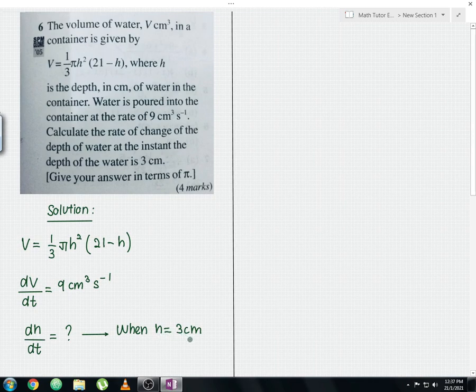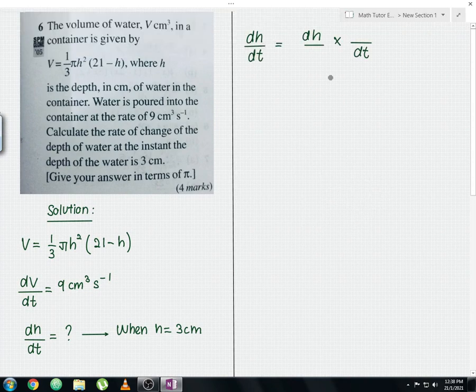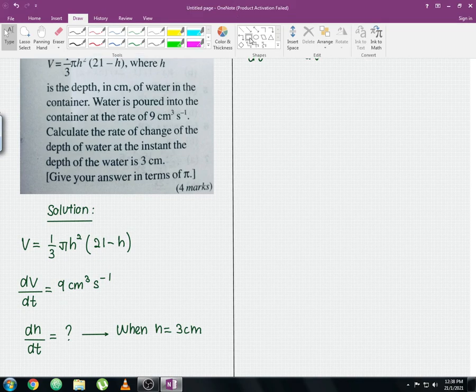So I hope you get the idea on how we're going to solve this question. Since we are going to find dh/dt, we're going to use this as our reference to form our chain rule. So from here let us form our chain rule. dh/dt equals, let us write our dh over here, times dt over here. Let me draw the line. We can actually write the rate of volume, which is dV. Let us write the dV over here, and dV over here. So this is the chain rule that we're going to use to solve this question.